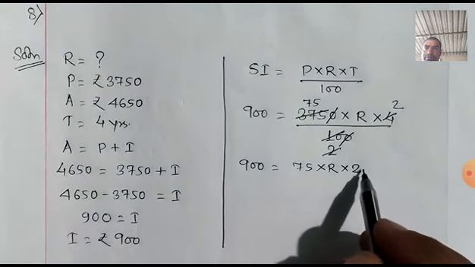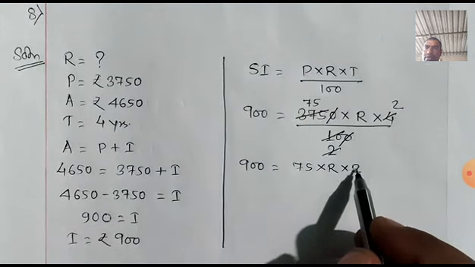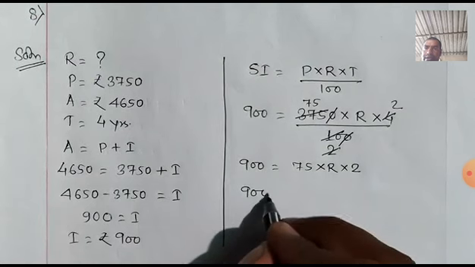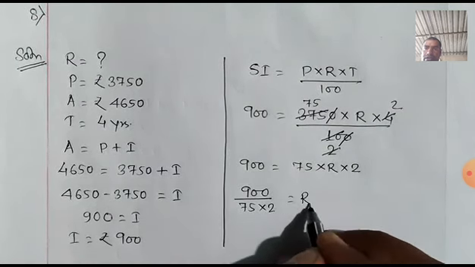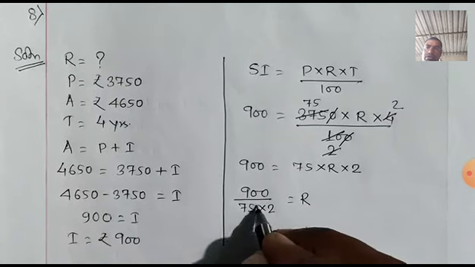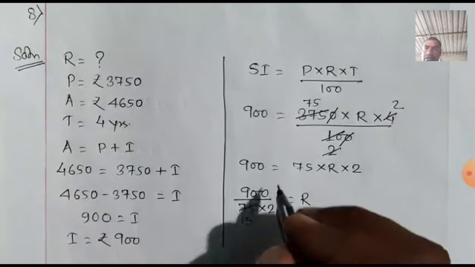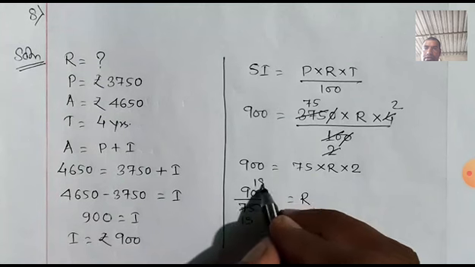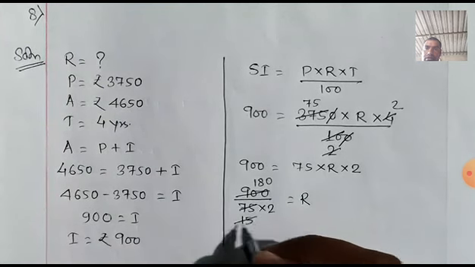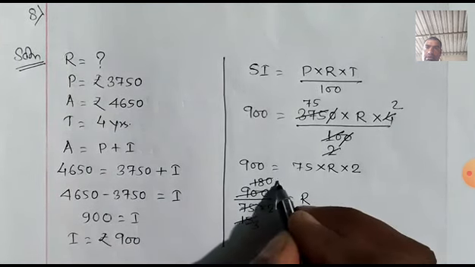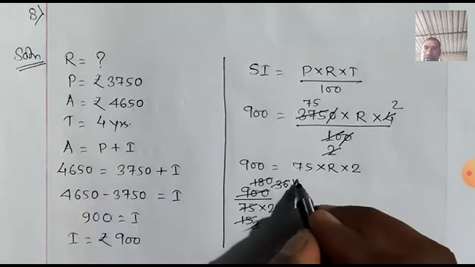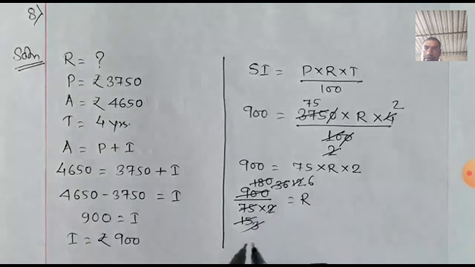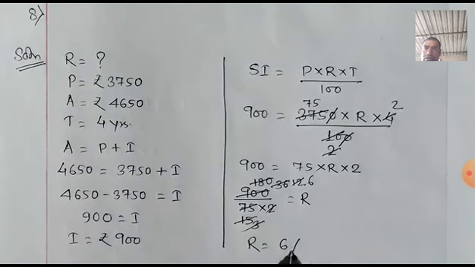So we can send this to the left side. 900 upon 75 into 2 is equal to R. Then you can do these calculations very easily. So R is equal to 6%. This is our answer.